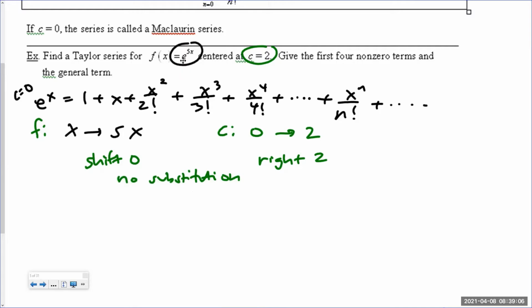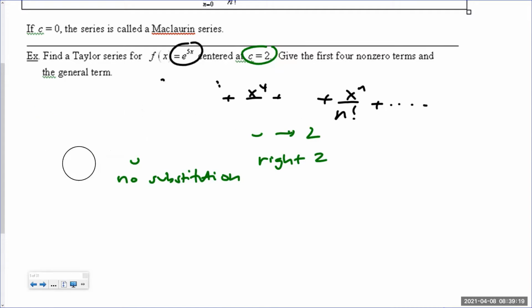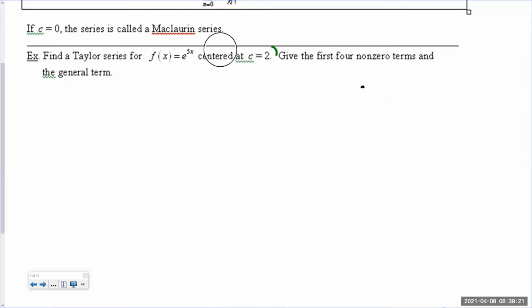How in the world can I figure out e to the 5x, the Taylor series, if I can't substitute? Do I have another method? Yeah, it's a table. So you have to go back to the table. And as much as we don't want to go back to the table because it's a lot of work, sometimes if you can't substitute, there's no other thing you can do. We'll talk about different other things you can do today, but we can't substitute here.